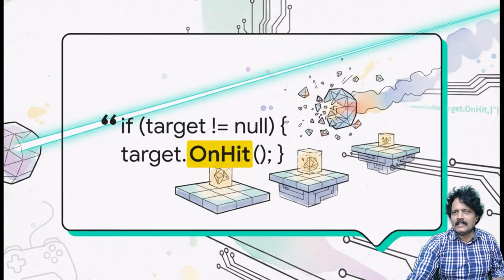And this is the final piece of the puzzle. If our ray hits something on the right layer, we check if that object has our special target script on it, and if it does, we know we have hit a winner and we can just call on our hit method. And that's where the magic happens. Destroying the object, adding to the score, playing a sound, whatever you want.